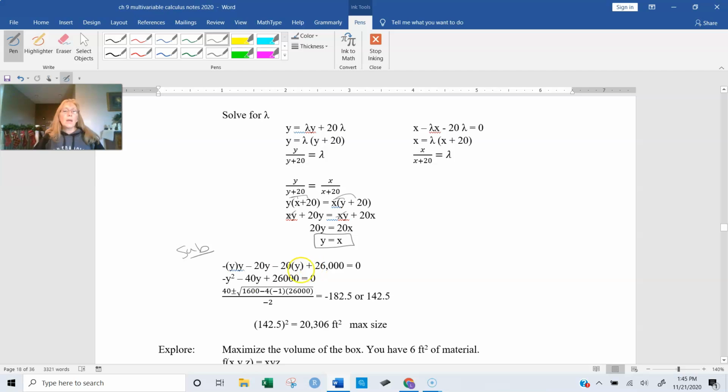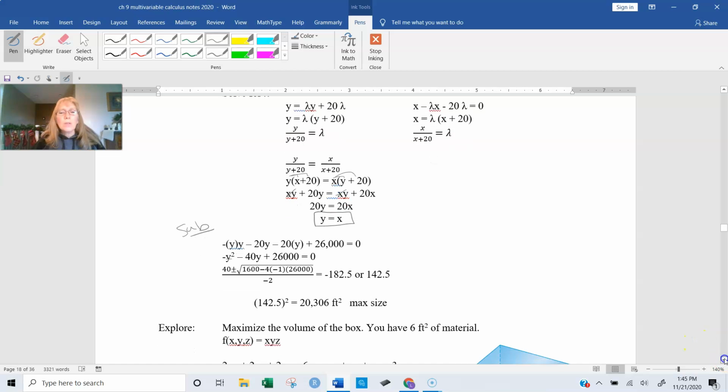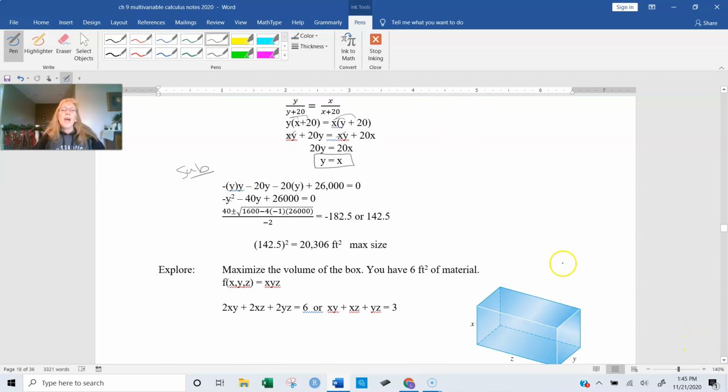Plugged in your y, and you've got this equation. Well, it's a y squared, so we know we can use the quadratic formula. So you do x equals the opposite of b plus or minus the square root of b squared minus 4ac, all over 2a. I hope you didn't forget. Now we know area cannot be negative, so this one's impossible.